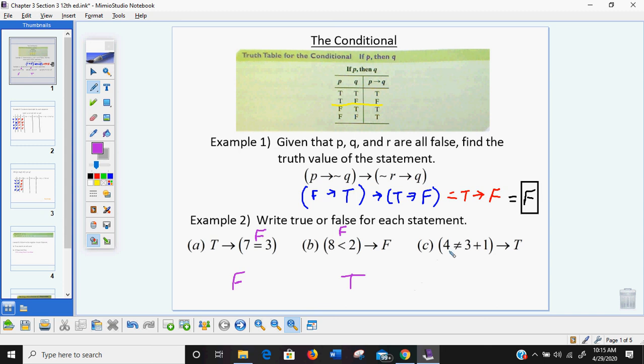Okay. This one, 4 is equal to 3 plus 1. They have not equal, so that's a false statement. False, then true. If you start with a false, the final answer is true. So the answer to part A is false. Part B is true because we started with a false. Part C is true because we started with a false.